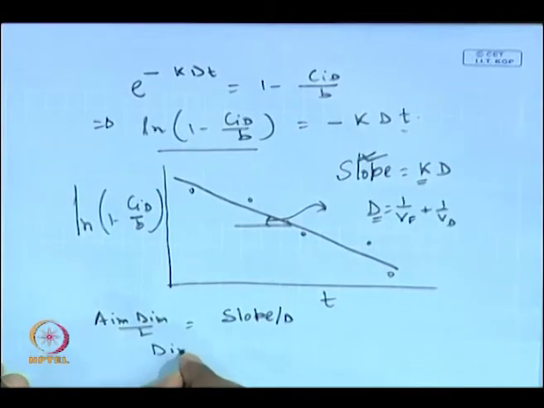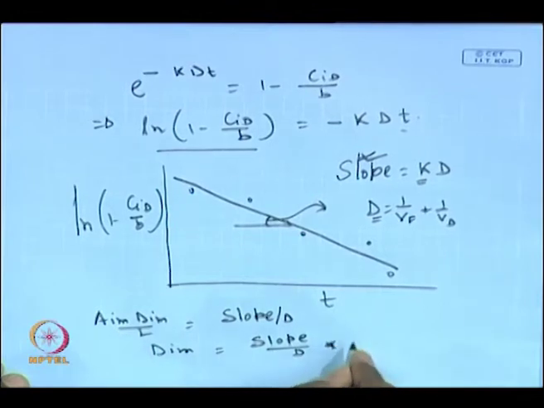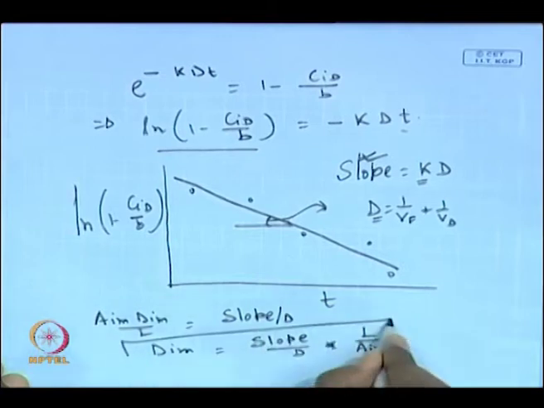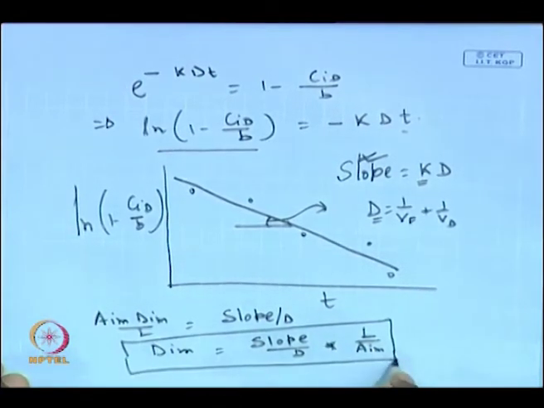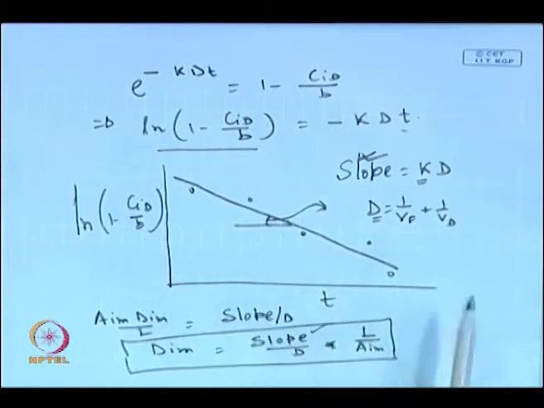So, DIM can be estimated as slope divided by D multiplied by L over AM, that is the membrane area. This is not AIM, it should be AM. AM is basically the membrane area. I stands for the solute. Once you get the slope from the fitted straight line, and you know the value of D, which is the relation between the volume of the feed chamber and the dialysis chamber, and L is the thickness of the membrane, you will be able to estimate the value of diffusivity of the solute through the membrane.